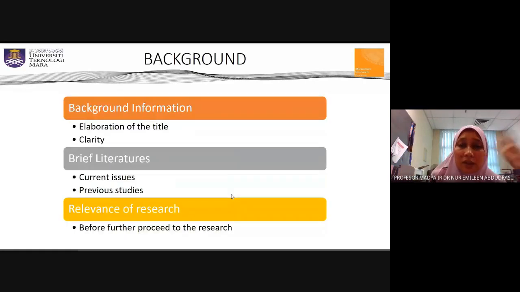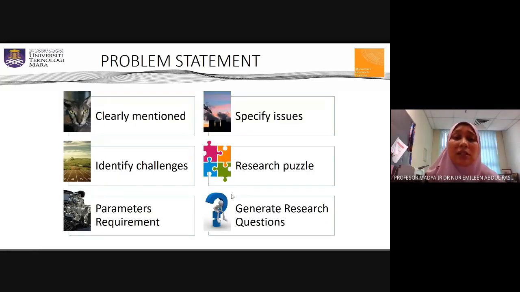Okay. Background, background information, elaboration of thesis, clarity, brief literature, current issue, previous studies, relevance of the research. Ini basically this is standard dalam thesis yang ada lah. Same as problem statement, these are the requirements that examiner looking at. Clear mention apa problem statement to identify what are the challenges, parameters required untuk do the research, what are the specified issue. Let's say sekarang ni issue pasal air, mungkin you kena spesifikkan, okay, this is for what the problems are, air yang we have pollution, water pollution ni kan. Research puzzle and generate research questions.